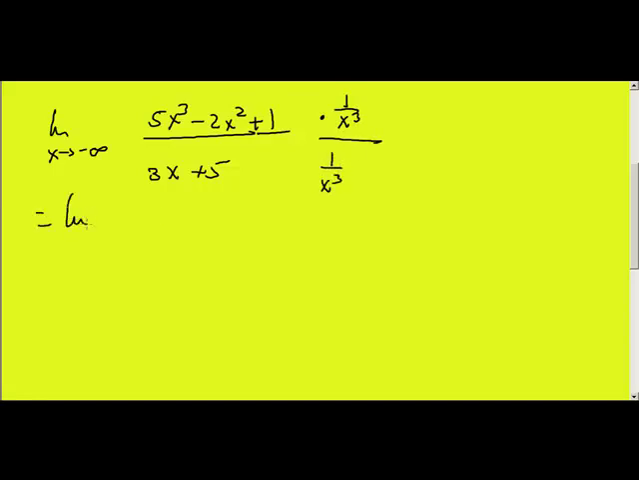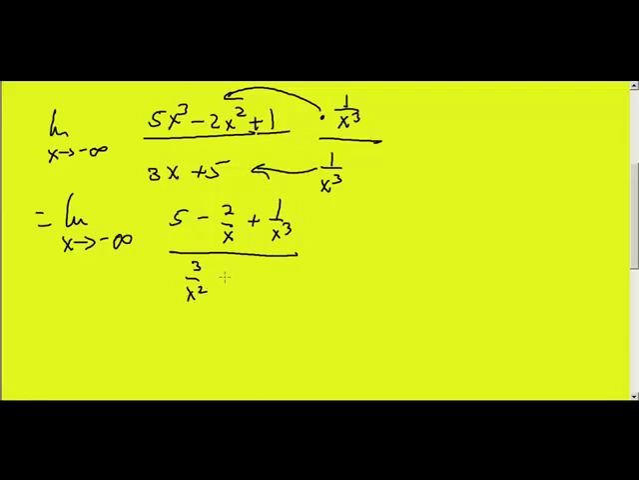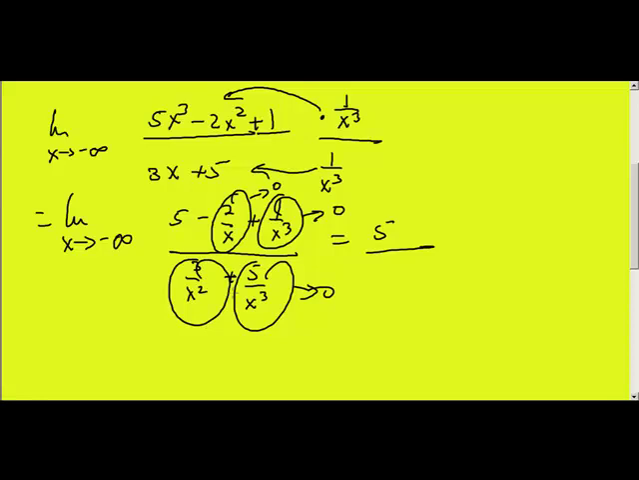When I multiply this through, I'm going to get 5 minus 2 over x plus 1 over x to the third, all that over, when I multiply that through, 3 over x squared, and then plus 5 over x to the third. This is going to go to 0 when x goes to negative infinity. This is going to go to 0, so the top's going to go to 5. The bottom is going to go to 0, so when that happens, the limit does not exist.